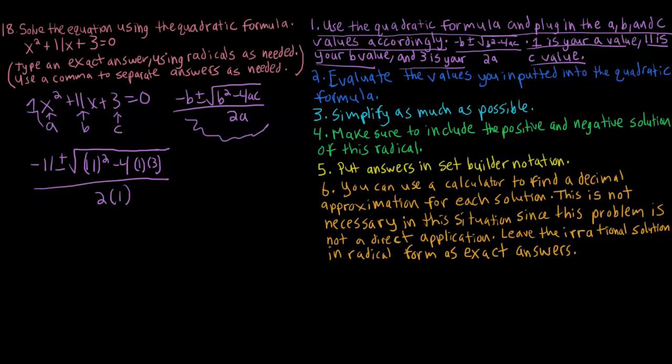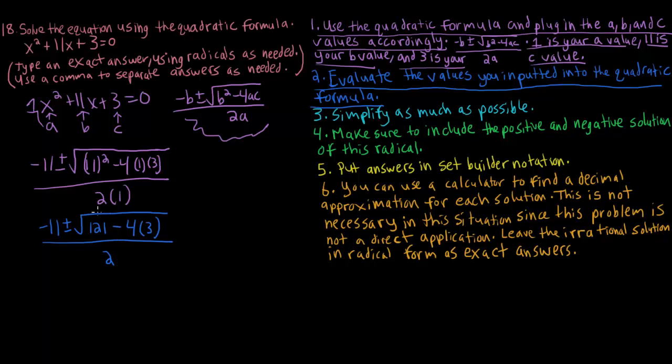Now step 2, we want to evaluate the values you input into the quadratic formula. So we want to evaluate those. So you have negative 11 plus or minus the square root of 11 squared, which is 121, minus 4 times 1, which is just negative 4, and then times 3, over 2. Then you have negative 11 plus or minus the square root of 121, and then negative 4 times 3 is negative 12, all over 2.